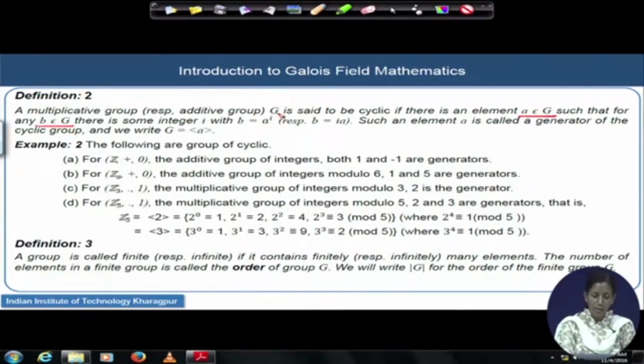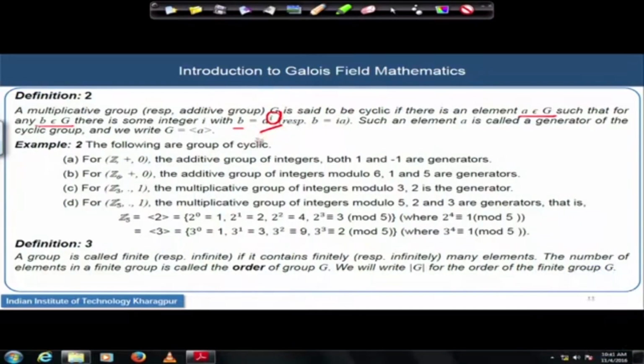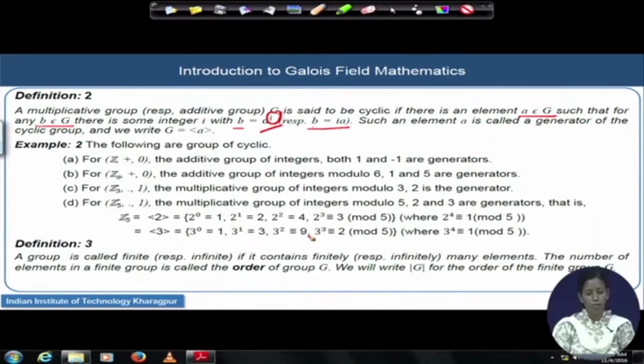We could find an integer i in such a way that all the elements b can be reproduced equal to a to the power i in case of the multiplicative group, and for the additive group, b will be equal to i into a. Such an element a is called a generator of the cyclic group. We write the generator of the cyclic group like this. It is a very important property of a group.